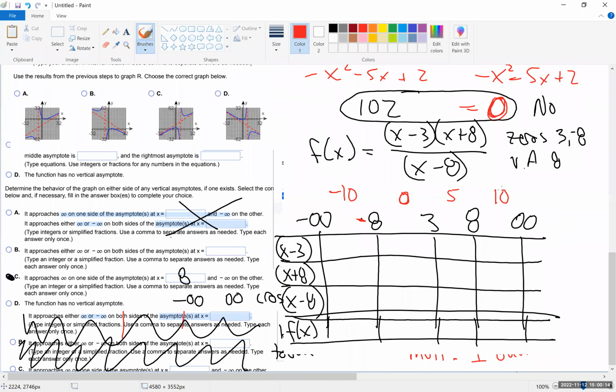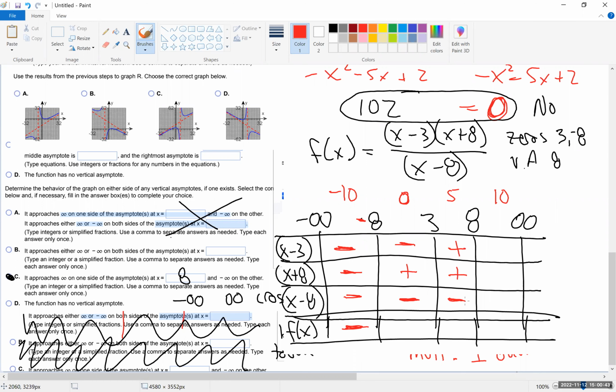If x is negative 10, negative 10 minus 3 is negative. Negative 10 plus 8 is negative. Negative 10 minus 8 is negative 18, that's negative. A negative times a negative times a negative is negative. 0 minus 3 is negative. 0 plus 8 is positive. 0 minus 8 is negative. 5 minus 3 is positive. 5 plus 8 is positive. 5 minus 8 is negative.